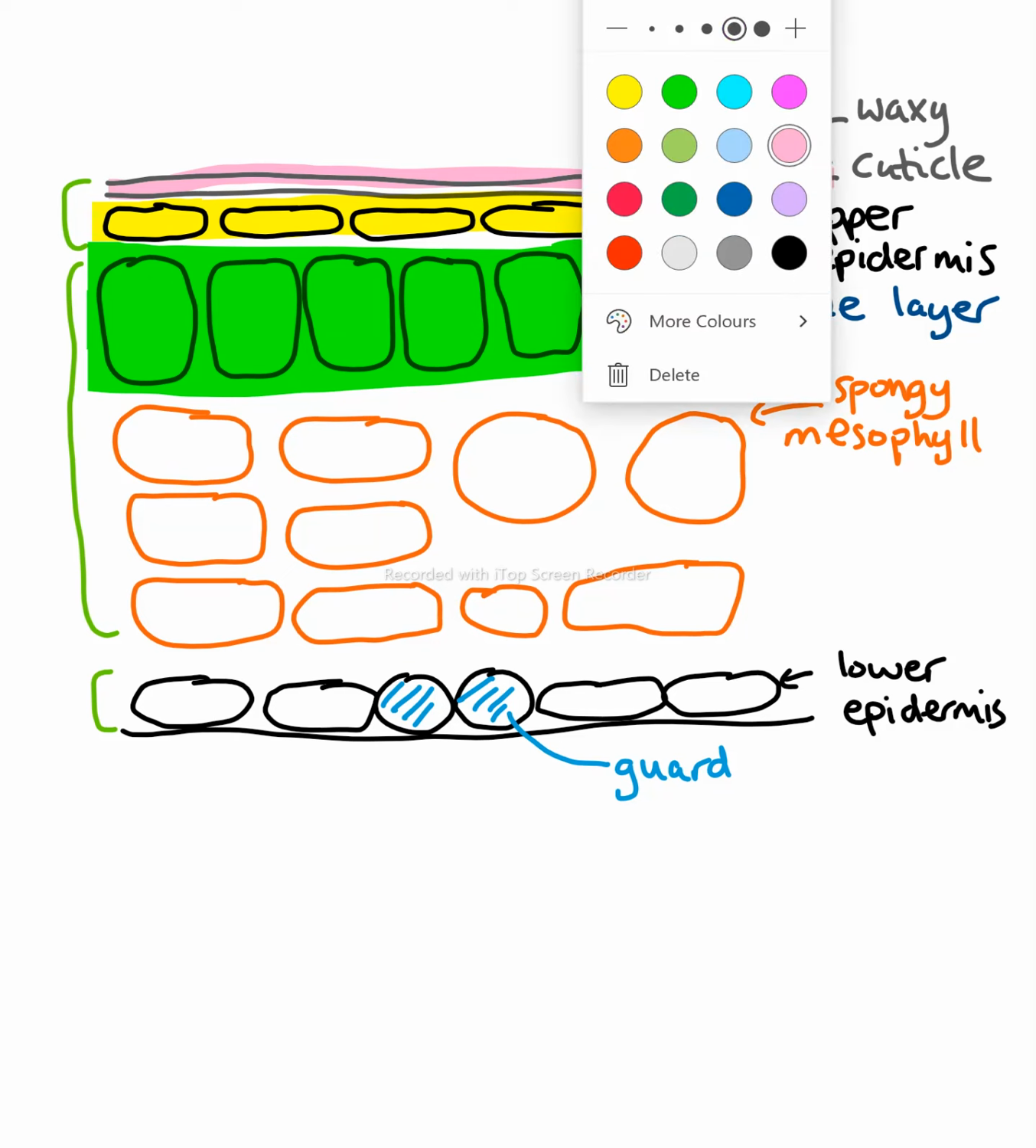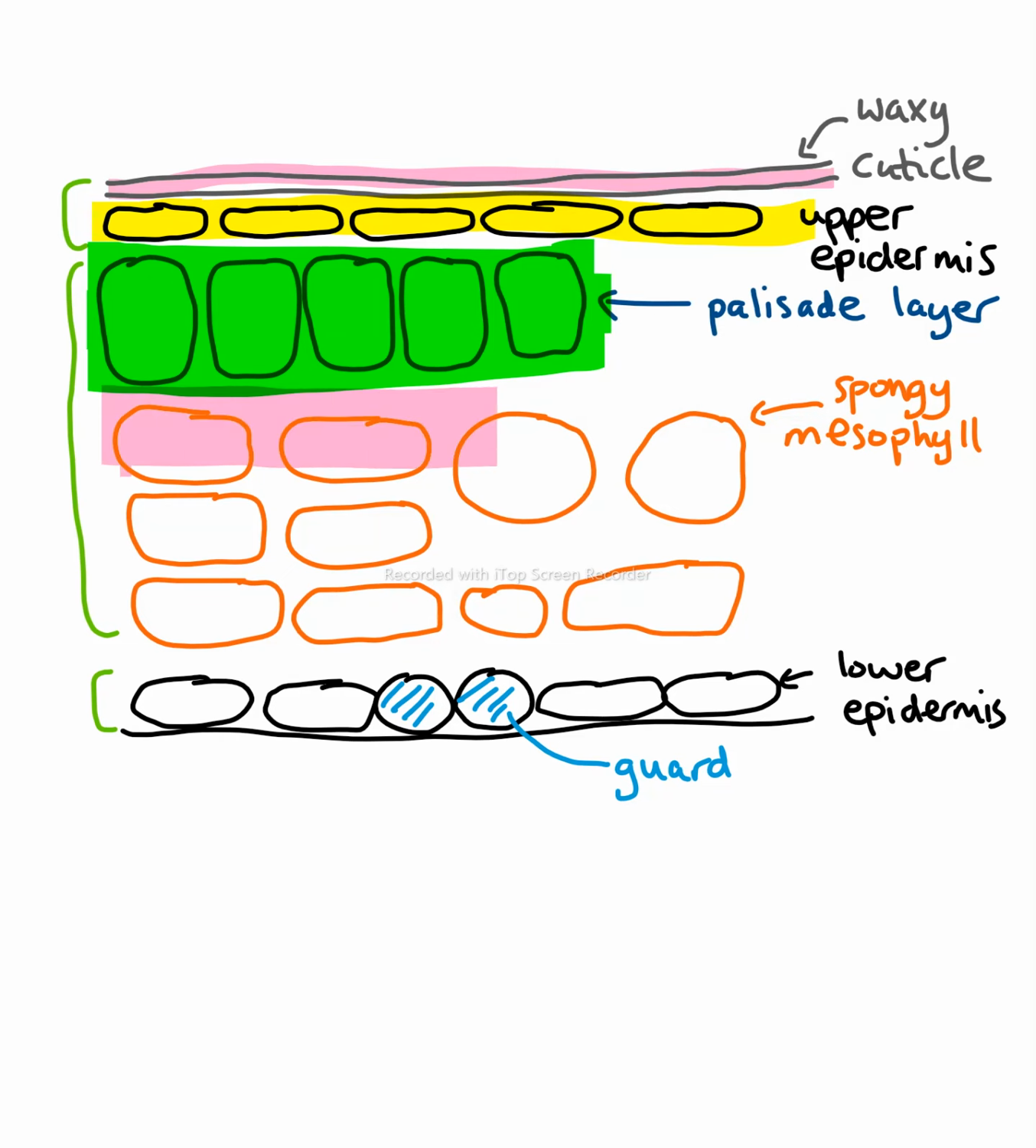Then you've got your spongy mesophyll layer. This contains spongy cells, and if you noticed here that there's lots of gaps, and it's moist, that allows efficient diffusion of gases. So it'll allow CO2 in and oxygen out.